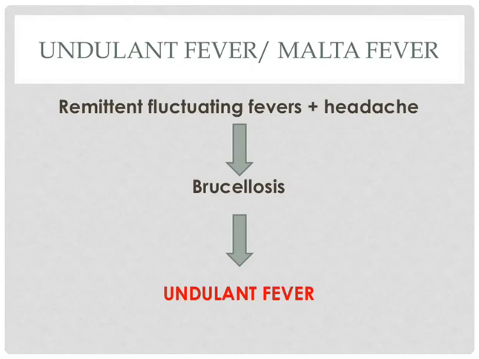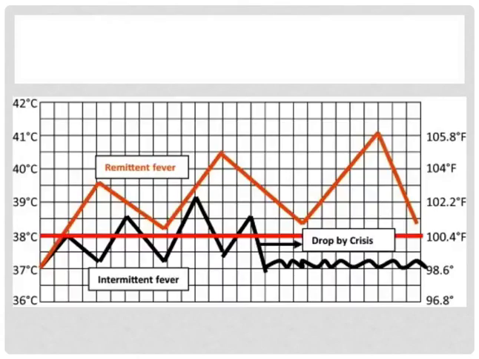And some sites suggest a Mediterranean fever. So these are the remittent fevers associated with headache, and they're very classic for brucellosis. It's called undulant fever in brucellosis. It's a remittent kind of fever, and they have headaches.